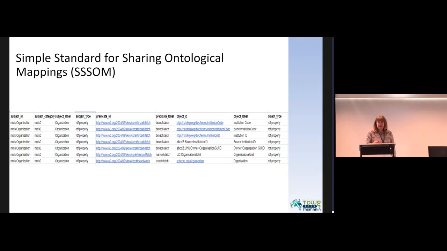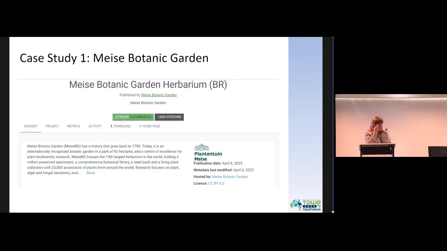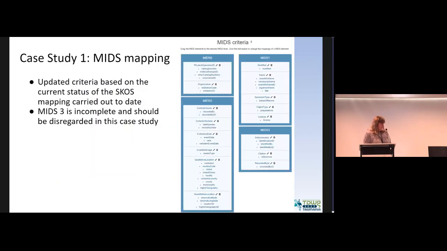I want to show two case studies to show the implementation of the mapping and the calculation of MIDS using the mapping. Case study one is the Meise Botanic Garden. This shows the use of the MIDS calculator that's been developed by Dillen, and the data downloaded from GBIF for Meise Botanic Garden show what can be achieved. Obviously, this is at a high level because these are data from Meise, and they're the people who've been developing the calculator, so we would expect this to be a high standard.